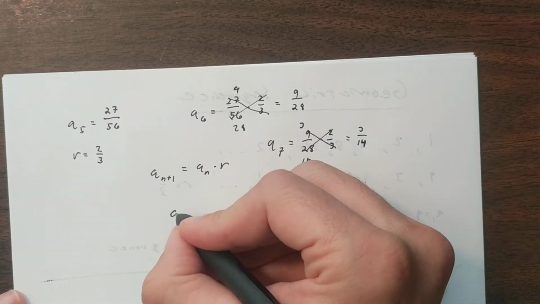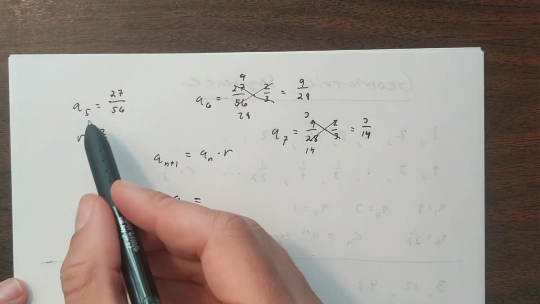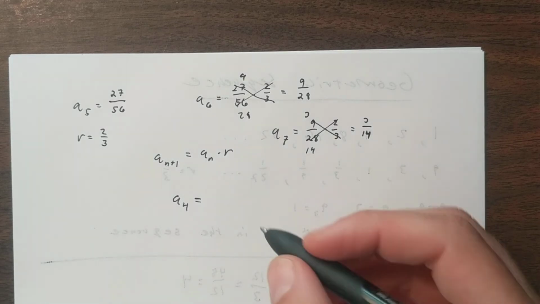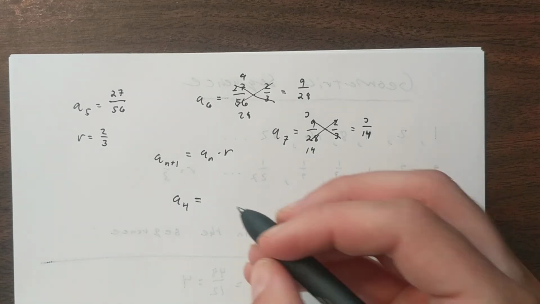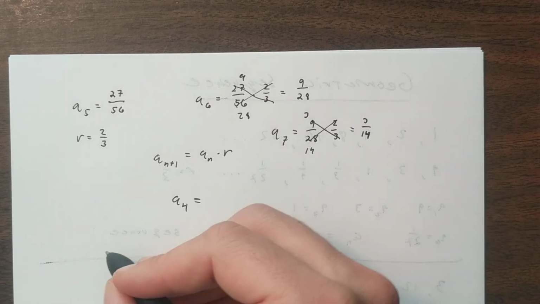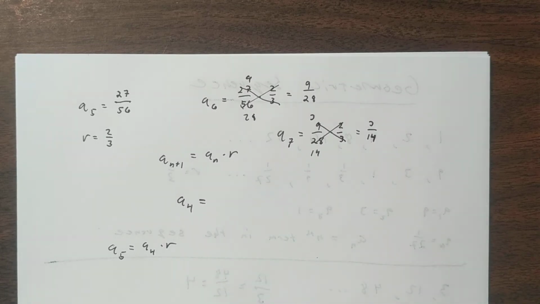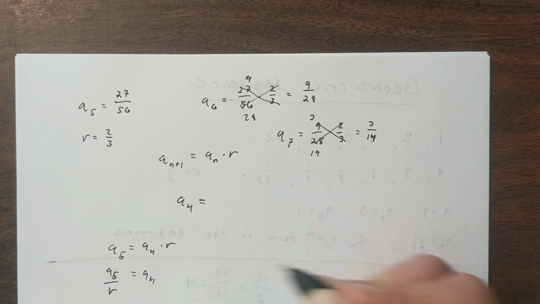Or what if I want to go the other way? What if I want the fourth term? It's kind of an interesting question. What about the fourth term here? Well, if I want the fourth term given this, I need to go backwards. So if I want to go backwards, instead of multiplying by 2/3, what you're actually going to do is divide by it. In a sense, the fifth term is going to be the fourth term times r, right? So the fourth term is going to be the fifth term divided by r.